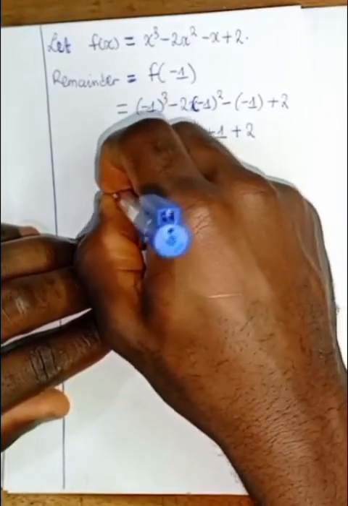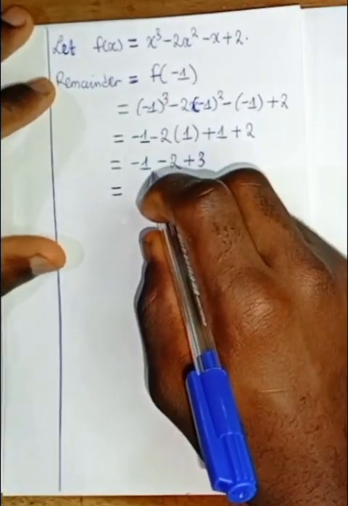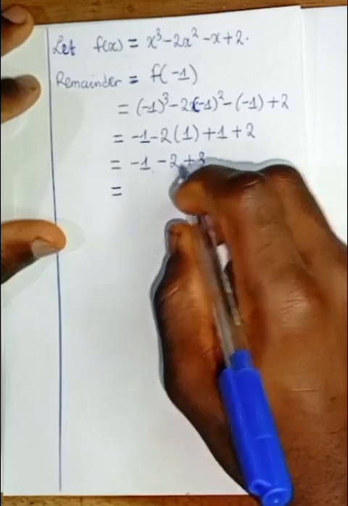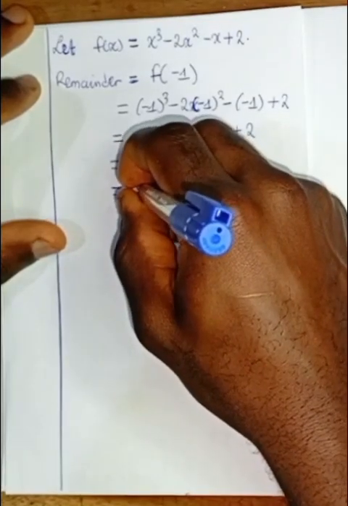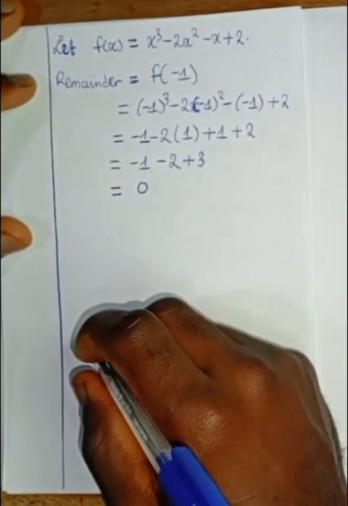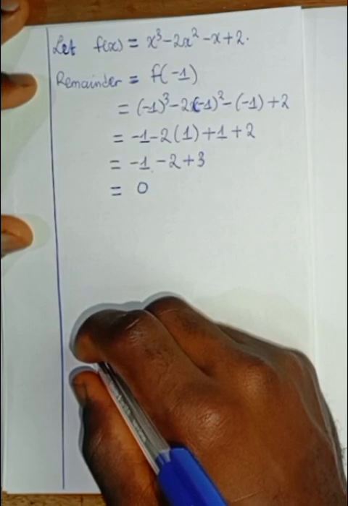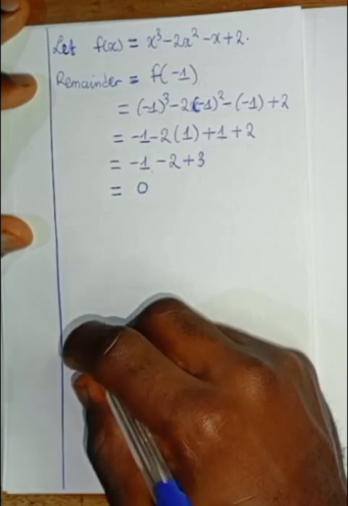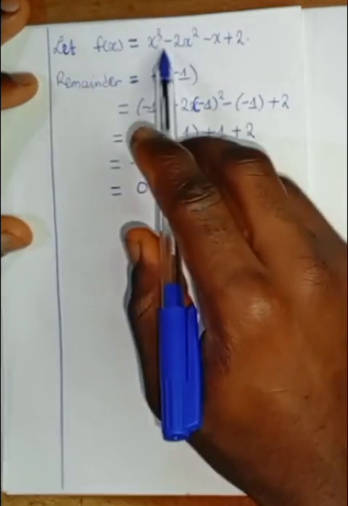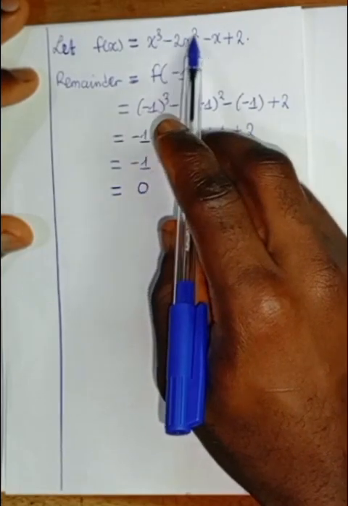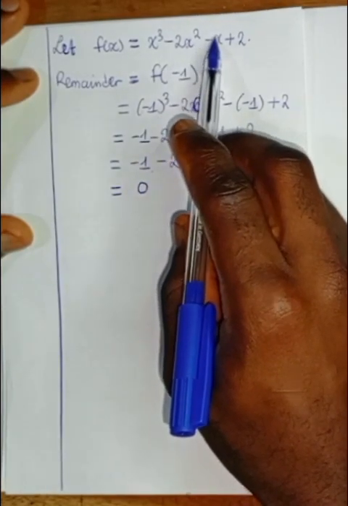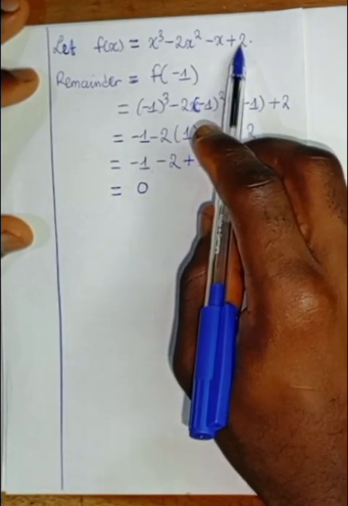This will simply be equal to negative 1 minus 2 gives us negative 3 plus 3, which is equal to 0. So it simply proves that x plus 1 is a factor of x cubed minus 2x squared minus x plus 2.